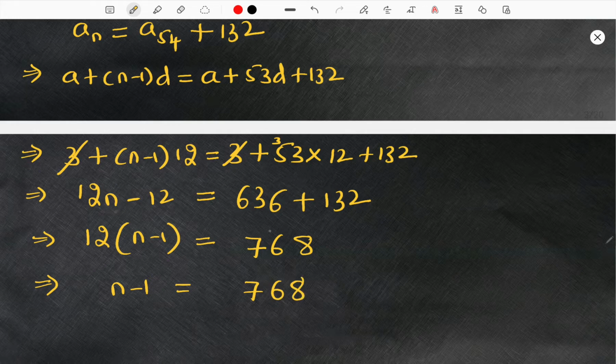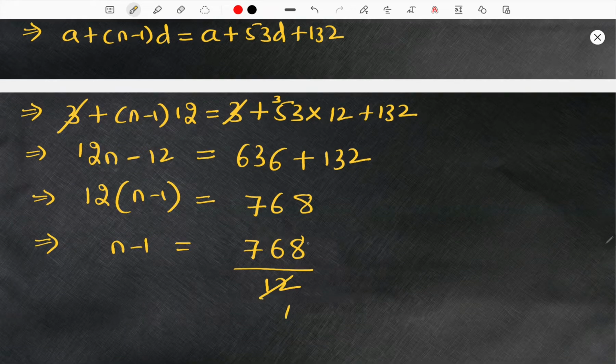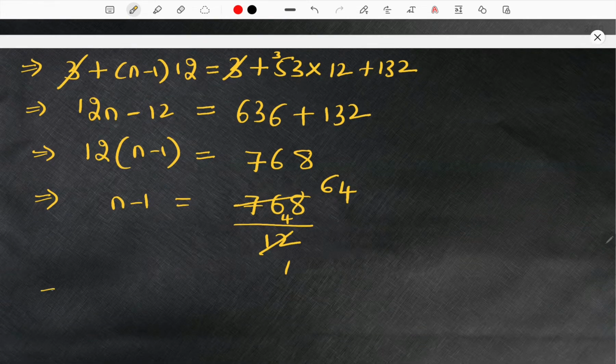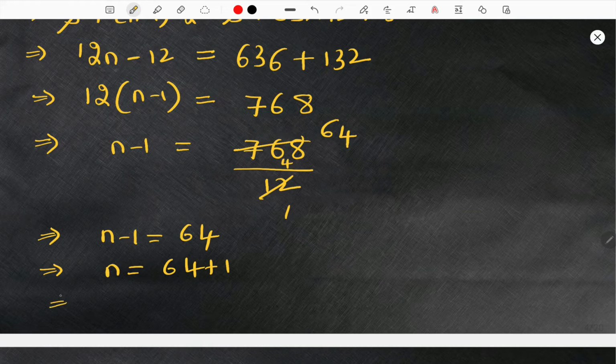Let me confirm one more time. Okay, everything is fine. Then divided by 12. So 12 ones are 12, 12 sixes are 72. Then 4 is the carry. Then 12 fours are 48. So n minus 1 is equal to 64. Then afterwards, n is equal to 64 plus 1. So we are going to get the value of n as 65.